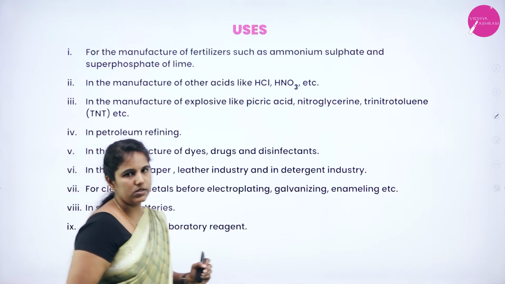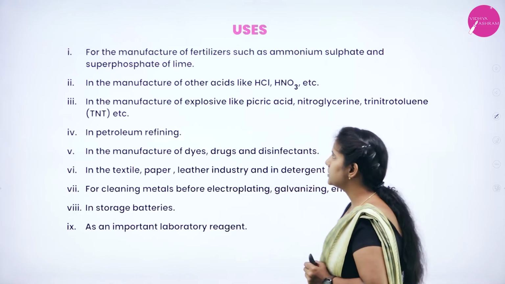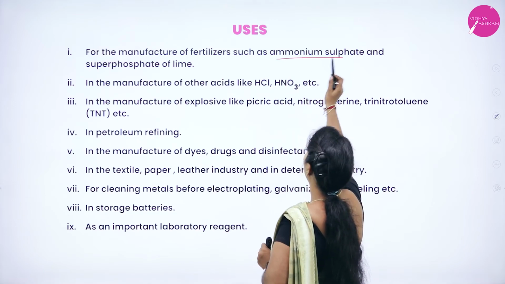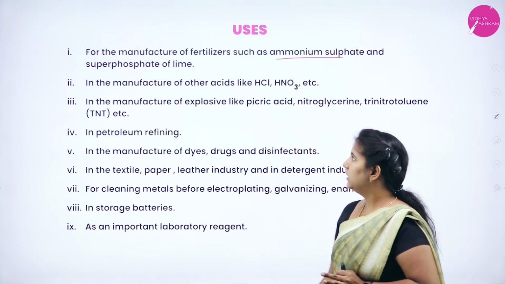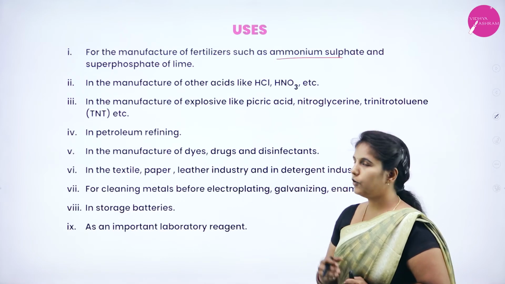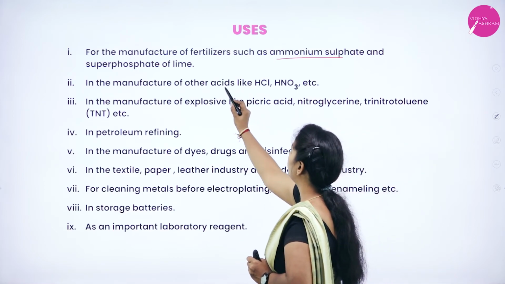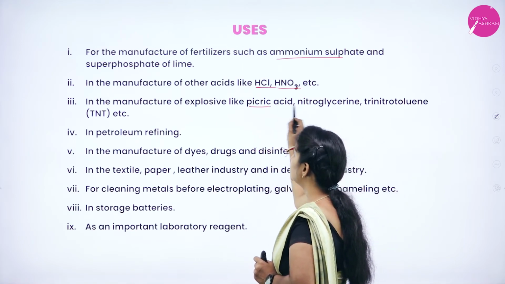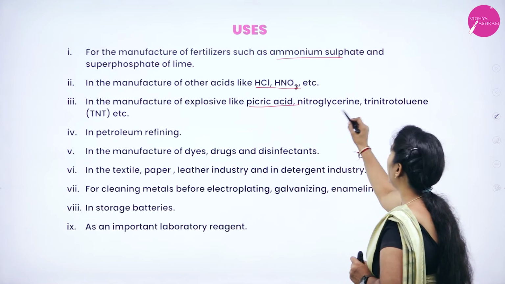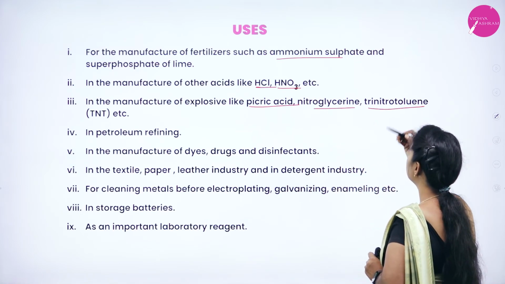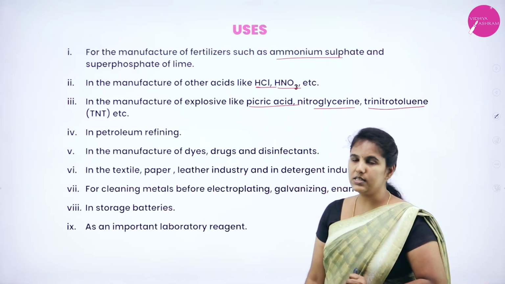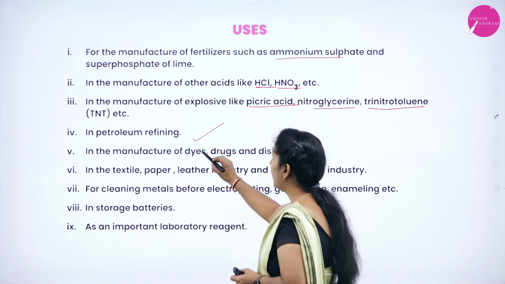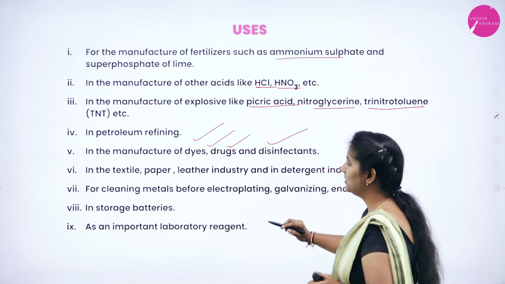Coming to their uses, where exactly are we using sulfuric acid? For the manufacturing of fertilizers such as ammonium sulfate and superphosphate of lime, we use sulfuric acid, and in the manufacturing of acids like HCl, HNO3, etc. In the manufacturing of explosives like picric acid, TNT, and nitroglycerine as well as trinitrotoluene, we use this concentrated sulfuric acid. And in petroleum refining, in the manufacturing of dyes, drugs, and in disinfectants.